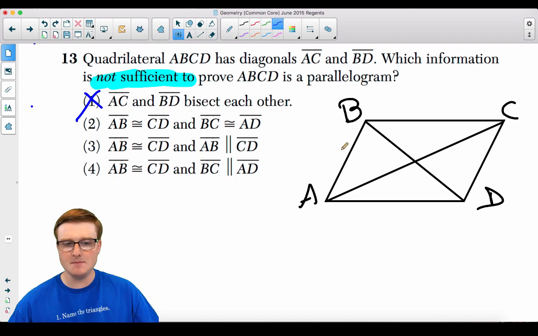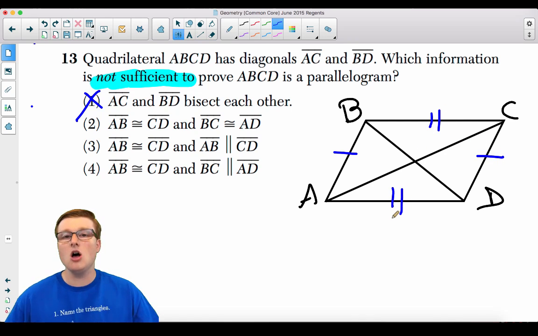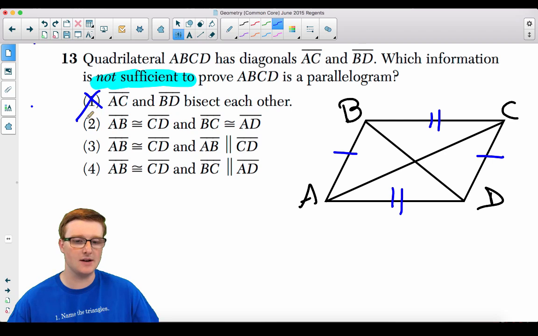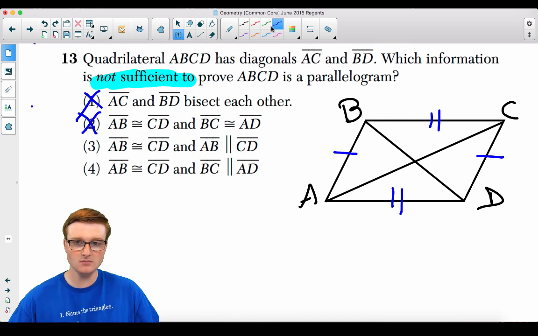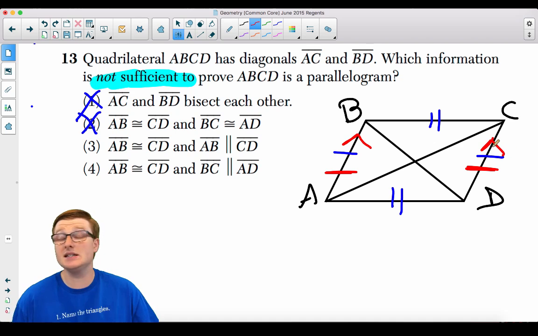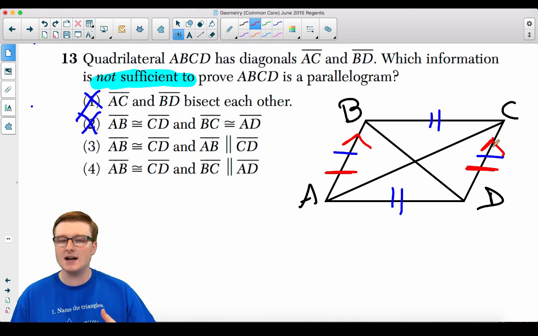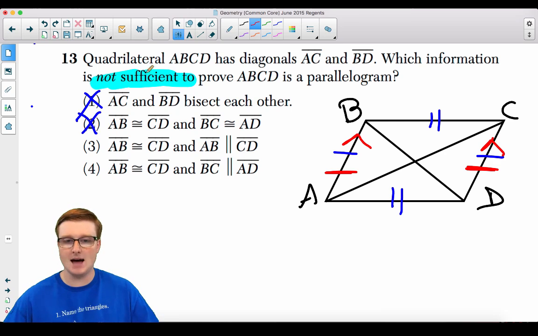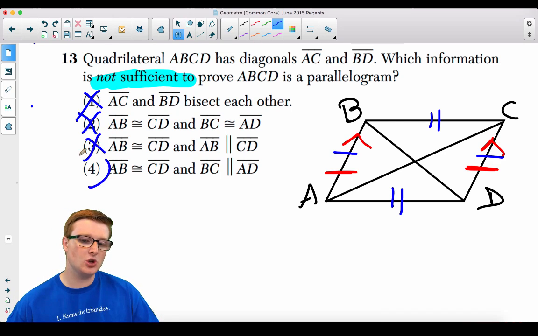Choice 2 is saying that AB is congruent to CD and BC is congruent to AD. Do two pairs of two congruent opposite sides prove a parallelogram? Absolutely they do. That definitely proves a parallelogram. Let's take a look at choice 3. AB is congruent to CD, and then AB is parallel to CD. Does that prove a parallelogram? Can one pair of congruent and parallel sides who are opposite each other prove a parallelogram? Absolutely they can. Your answer is going to be choice 4.